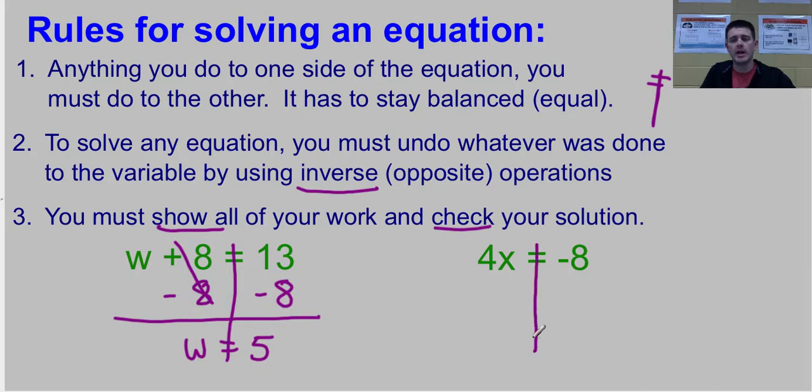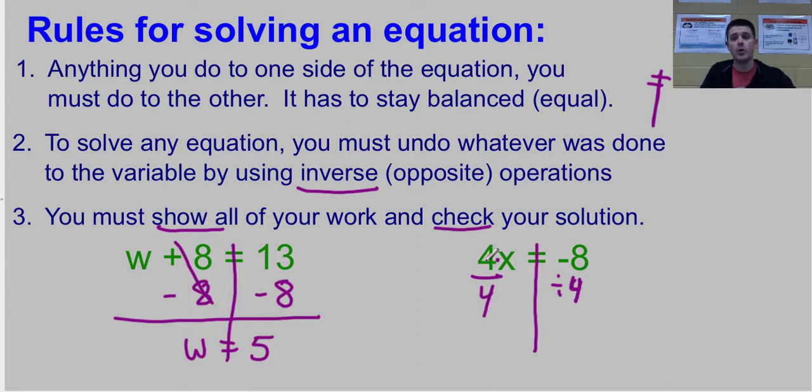Next one, 4x is equal to negative 8. So again, we draw our line down through the equal sign. And we ask ourselves, what did they do to x? Well, when 4 and x are right next to each other, that means they are multiplying. So we want to do the opposite, which is to divide. I like to show dividing using my fraction bar, but if you'd rather write it with the division symbol, that's totally fine.